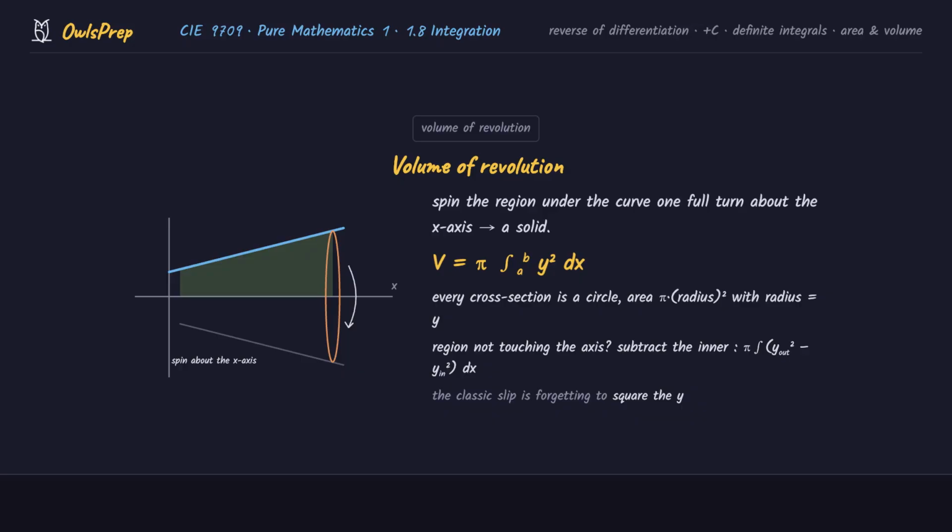Rotating about the y-axis works the same way, with pi times the integral of x² dy. The easiest slip is forgetting to square the y. Remember, in a volume the y is always squared.